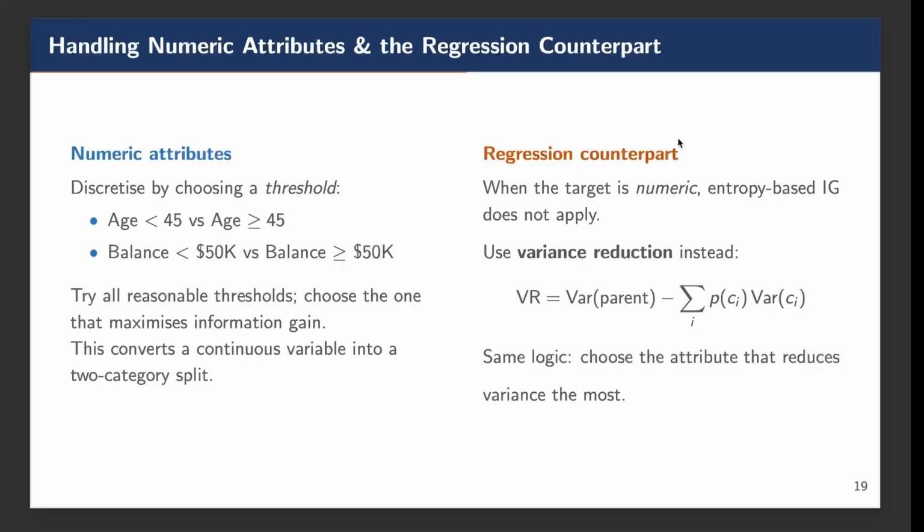For regression, where the target is a number, we use variance reduction instead of information gain. The formula is: variance reduction equals the variance of the parent minus the sum of the proportion of child i times the variance of child i. The logic here is the same, because we choose the attributes that reduce the variation the most.